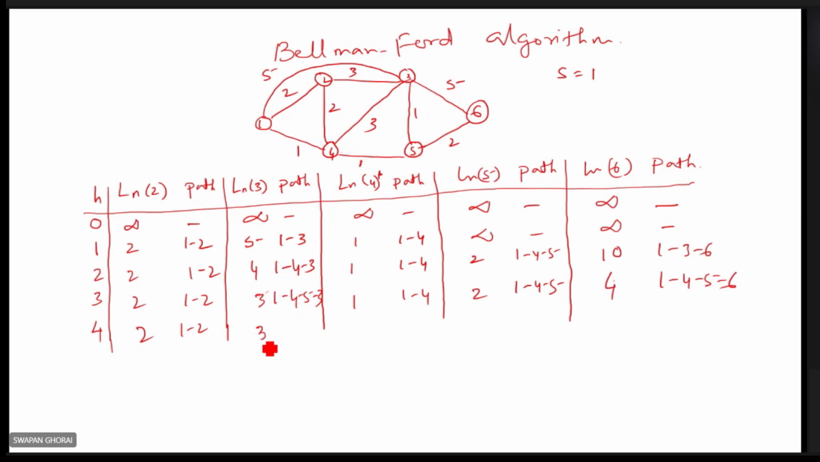So it will be same as this 3, 1, 4, 5, 3. Right. That is this one. That means same as this. 1 to 4 will remain as such: 1, 2, 4. Right. And 1 to 5: even if you consider the 4 hops, you will not get any path which will be less than 2. So it will be 2, 1, 4, 5.